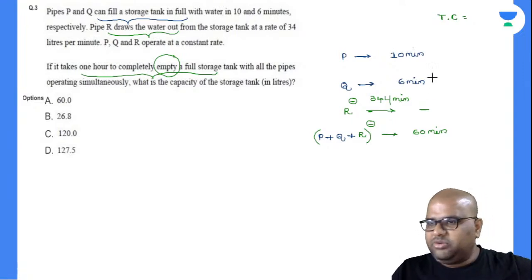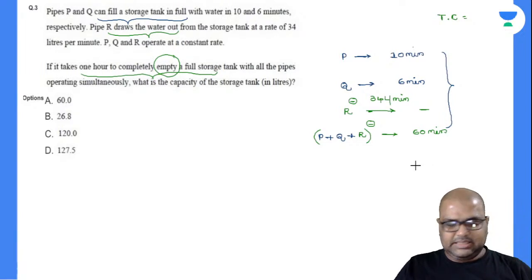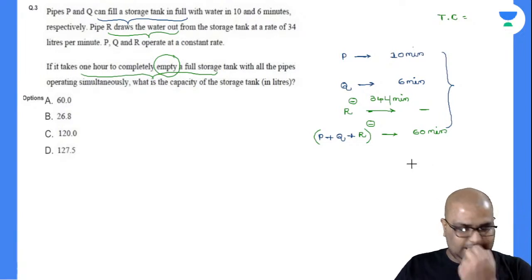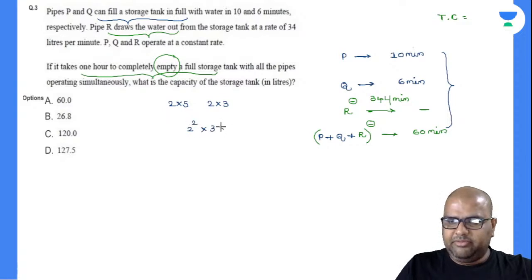Sir, how to find out? I told you, right? Even if you don't know one value, you can find out the tank capacity by the LCM method. Find a value which is divisible by 10, 6, 60. Automatically you'll get the answer there. 10 can be written as 2 into 5. 6 can be written as 2 into 3. 60 can be written the same way, right? 2 square into 3 into 5.